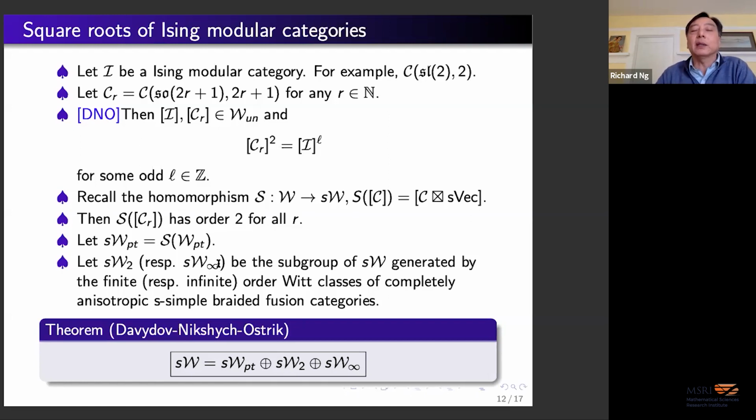But the other one, SW infinity, is the one with infinite order. So in their paper, they already showed that this SW2 is an elementary 2-group, but could be infinite rank, could be finite rank, which is not known. And they show that there's a decomposition of the super-Witt group, which is the super pointed part, direct sum with SW2, and direct sum with SW infinity. So this will make up the whole group SW.